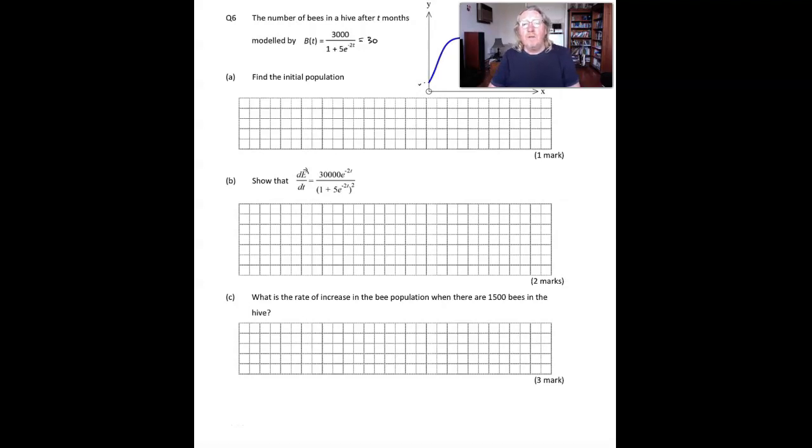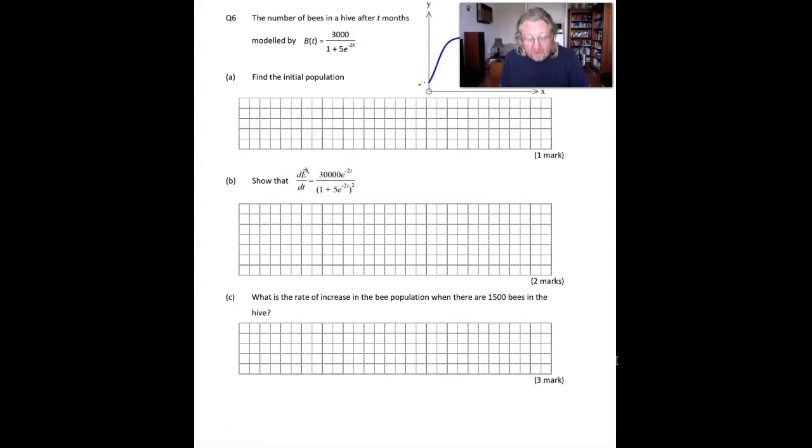Alright, we're up to question 6. This is a logistic function. And there was a handout on logistic and surge functions given out. But you don't need that to answer this question, but it helps to be familiar with it, I guess. Find the initial population.